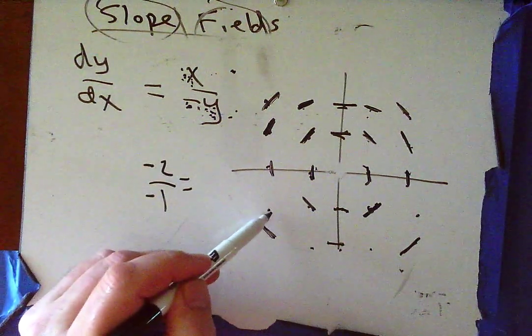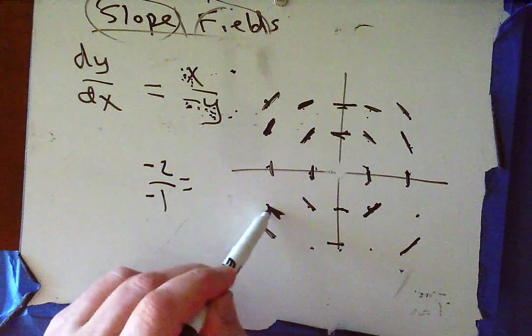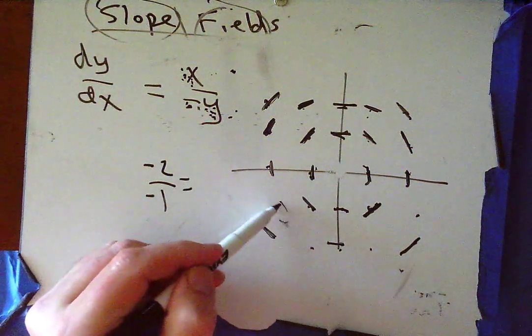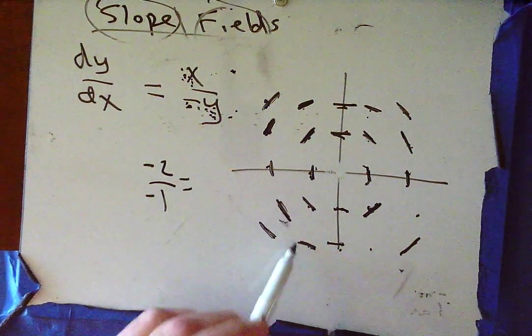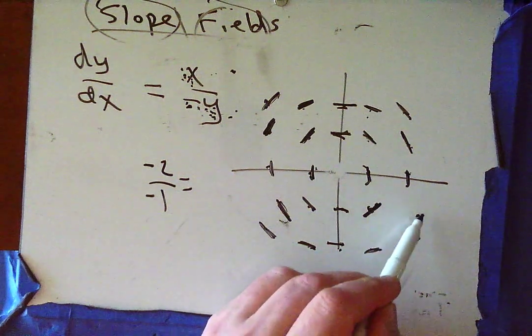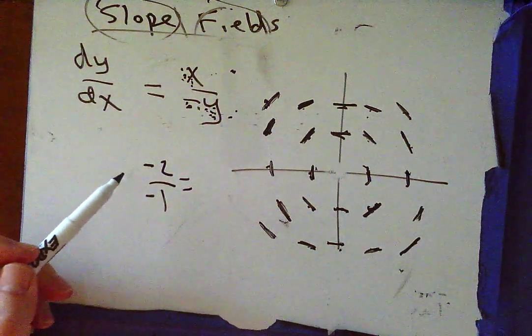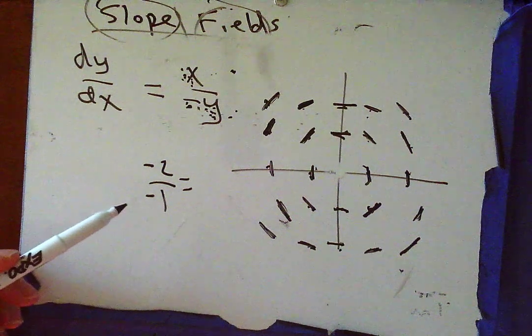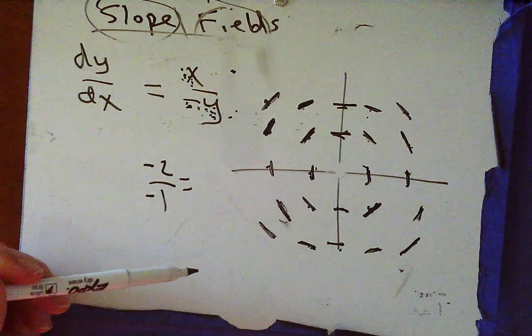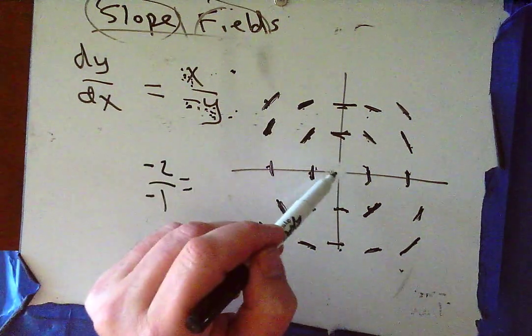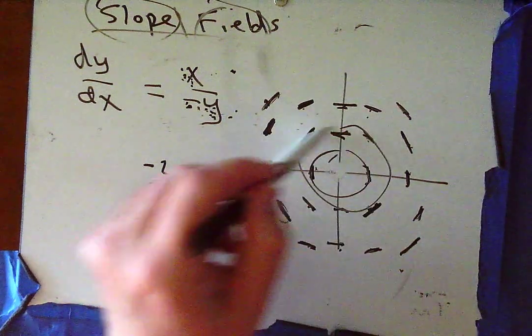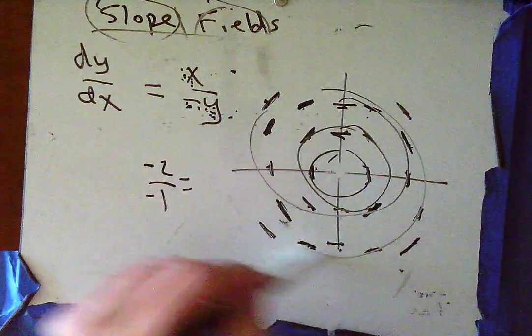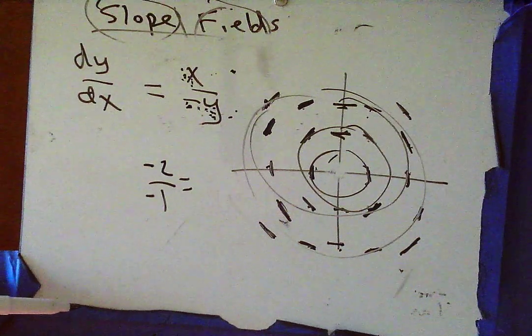And down here, my slope will look like that, and like that, like this, and like this. Okay, so I need to fill in all those, and I need to see something here. What is it that I'm seeing here? I'm seeing a bunch of concentric circles here.